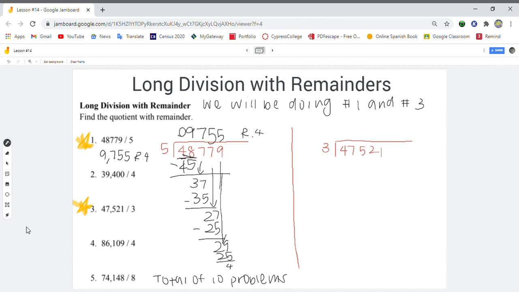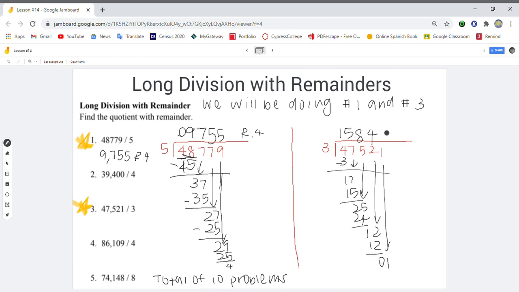With these steps, we're just going to go over number 3. We're going to do 47,521 divided by 3. I'm just going to go through this really quickly. 3 goes into 4 one time. So we put 1 over there and subtract, bring down the 7, and then it goes in 5 times, and we end up with 2. We bring down the 5, it goes in 8 times, and we end up with 1. I'm going to bring the 2 down, and it goes in 4 times perfectly. So we end up with 0, and we still have to bring the 1 down.